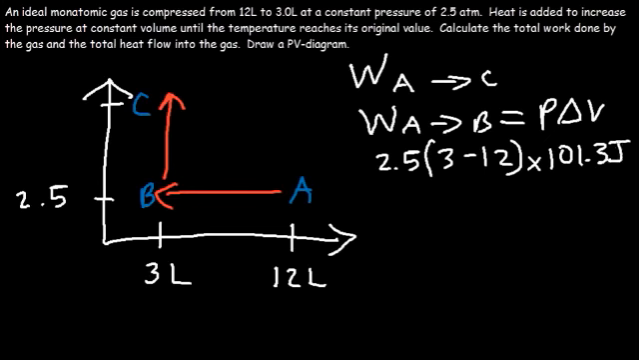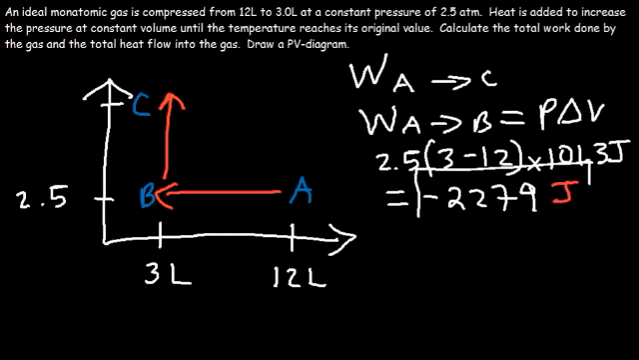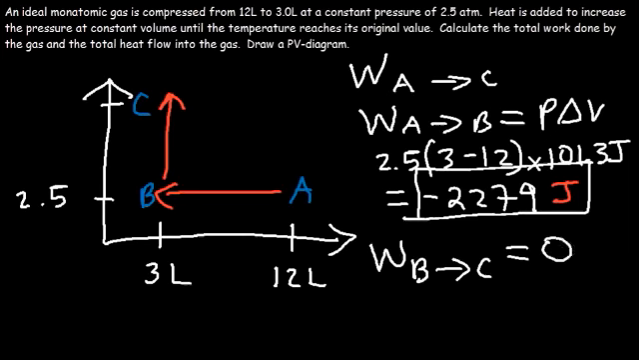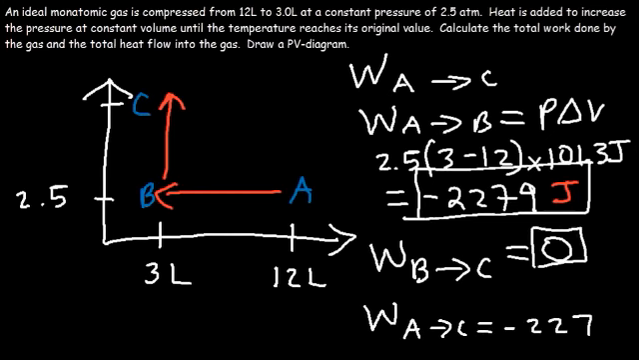So this is 2.5 times negative 9 times 101.3. So the work done from A to B is negative 2279 joules. Now what about the work done from B to C? From B to C, that's an isochoric process. The volume is constant and the work is always zero. Therefore, the work done from A to C is the sum total of these two values, which is just negative 2279 joules.